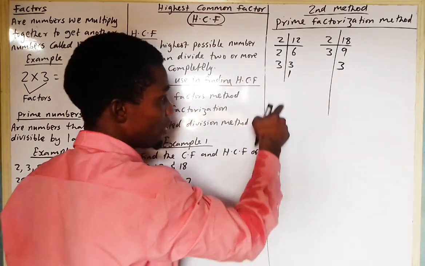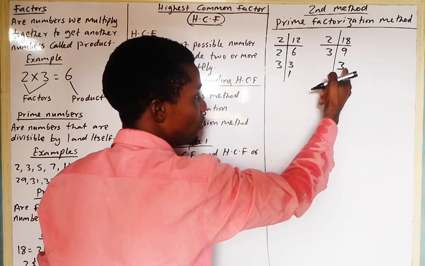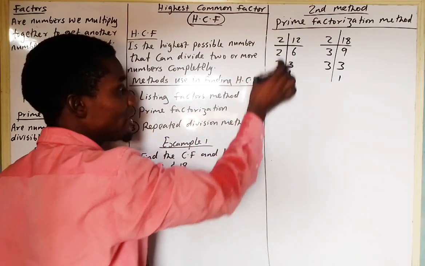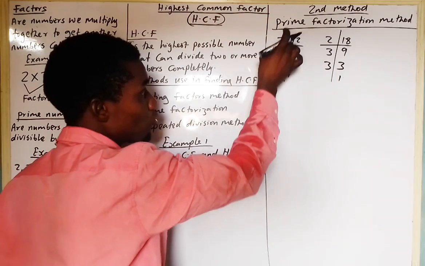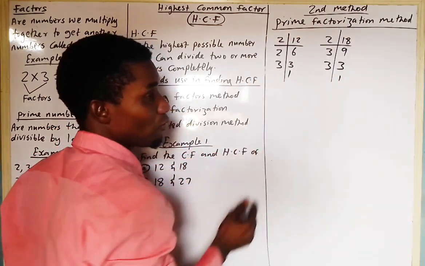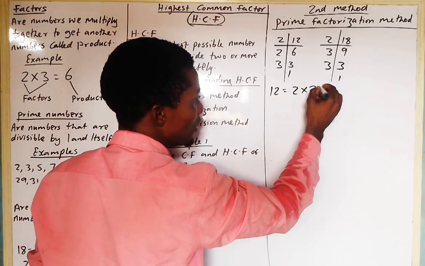So no number can go in 1 again. 3 cannot go in 1, so we leave it like this. So 3 can go in 3 again, that's 1 time. Now all the numbers here are the factors of the number here. 2, 2, 3 are the prime factors of 12, and 2, 3, 3 are the prime factors of 18. So we list it out like this, and we say 2 times 2 times 3.